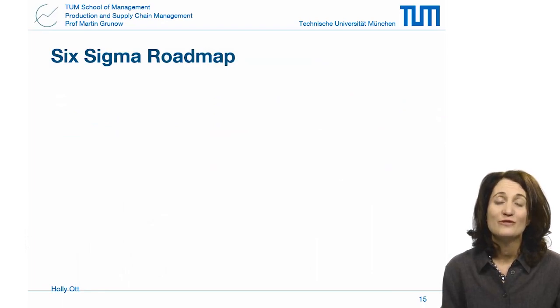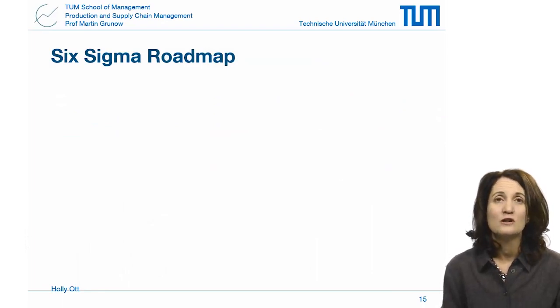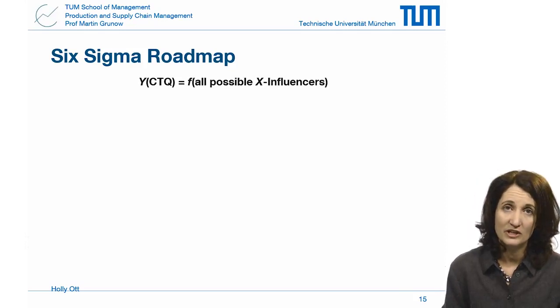We now want to review the Six Sigma roadmap and the overall problem-solving strategy used in Six Sigma. So we have our equation. Y is a function of X. This is the fundamental equation behind the Six Sigma application strategy.